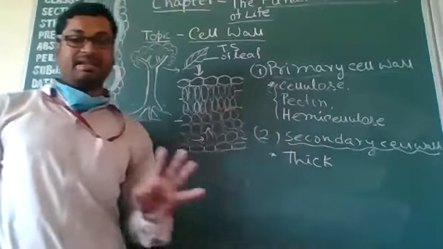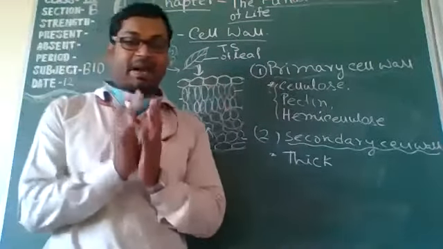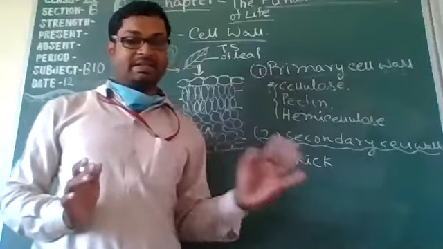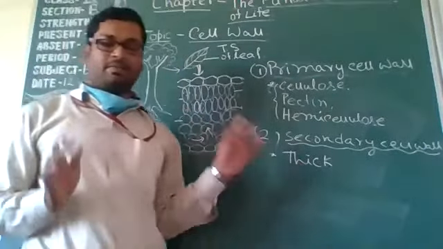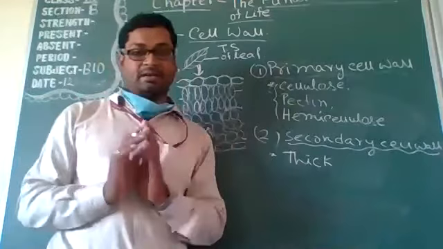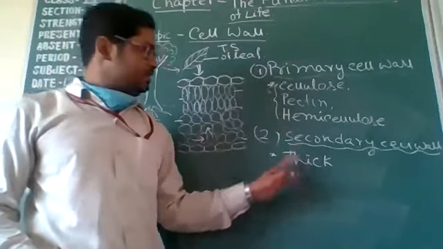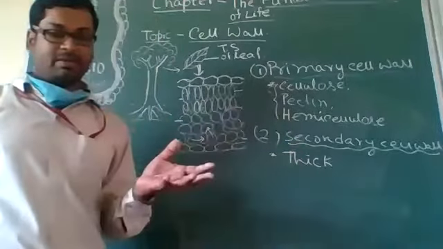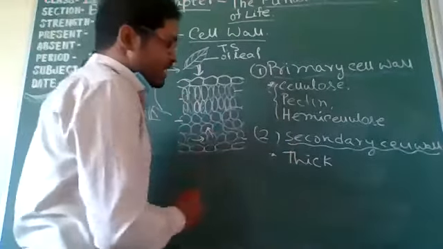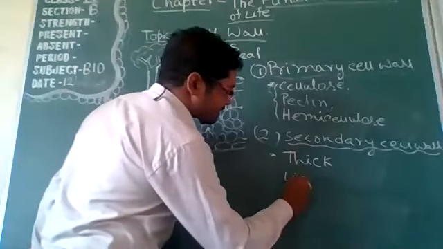It is present inside the primary cell wall. Which chemical components does it contain? It contains lignin.